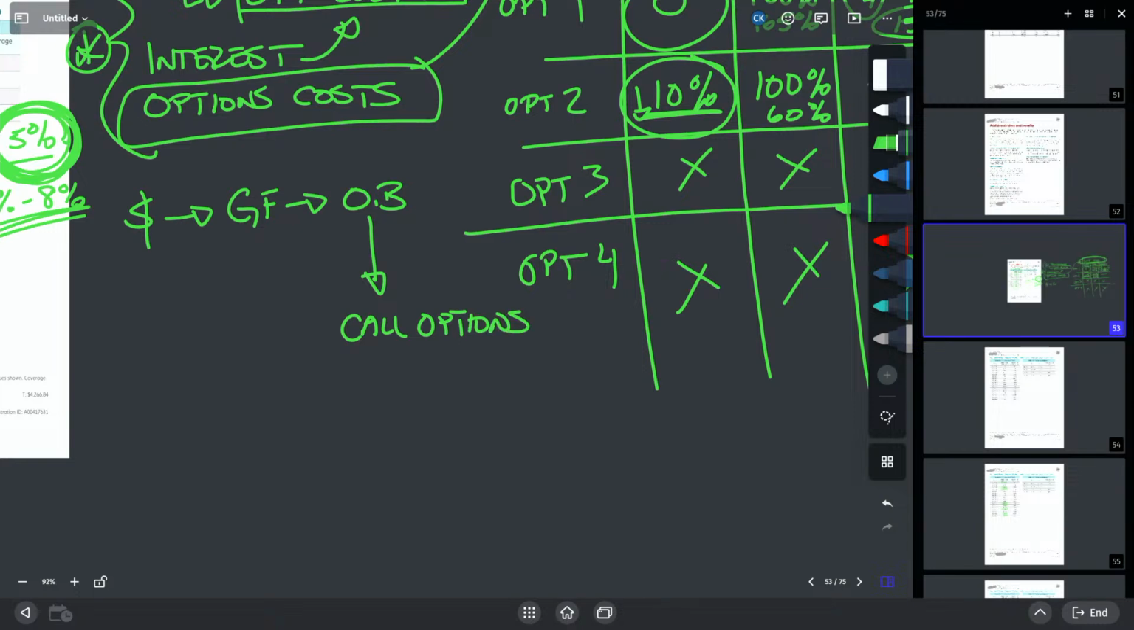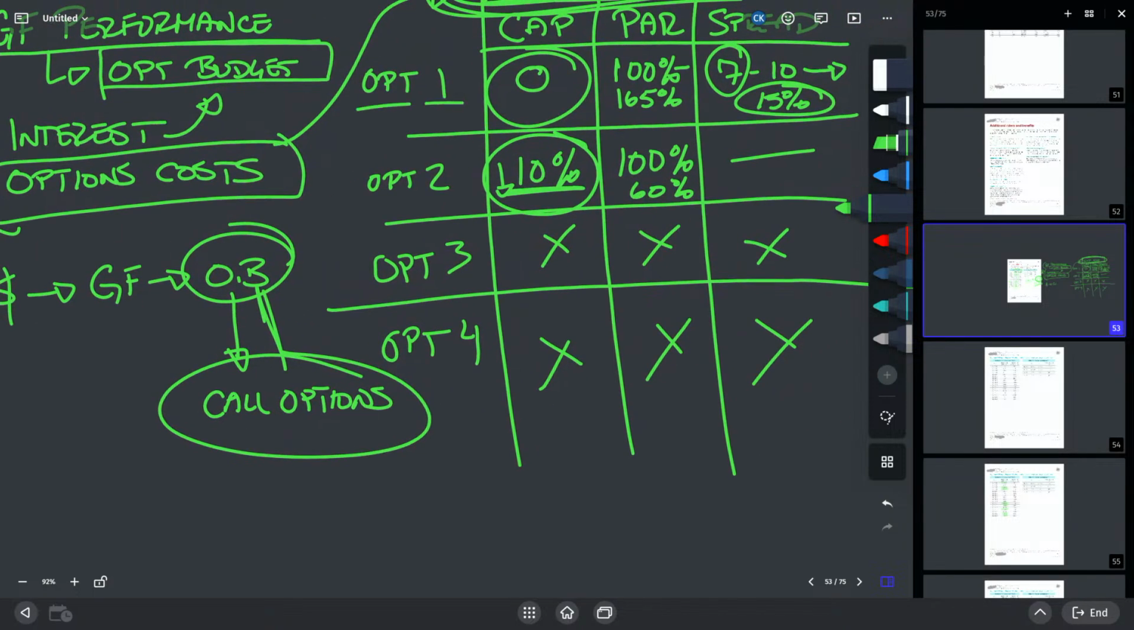And at the end of the day, that's all that matters. So the options budget and the cost of options isn't going to change. These options are not cheaper than the others. You're just dealing with the same variables.